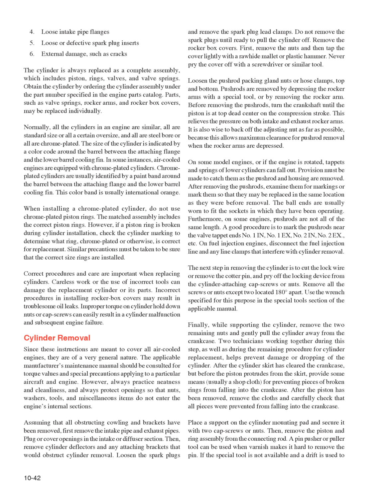This relieves the pressure on both intake and exhaust rocker arms. It is also wise to back off the adjusting nut as far as possible, because this allows maximum clearance for pushrod removal when the rocker arms are depressed. On some model engines, or if the engine is rotated, tappets and springs of lower cylinders can fall out. Provision must be made to catch them as the pushrod and housing are removed.